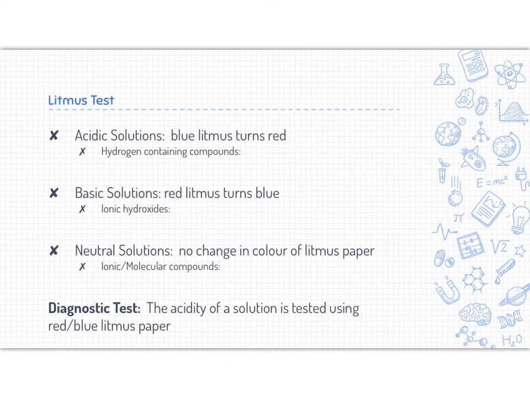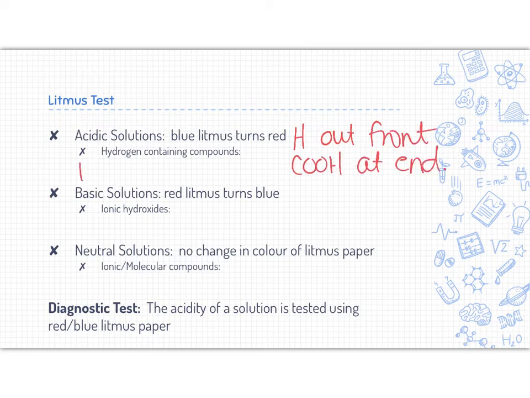Litmus test. Acidic solutions will turn blue litmus red, and basic solutions will turn red litmus blue. To show that something is acidic, it has to have a hydrogen. Anything with a hydrogen out front or a COOH at the end. So for example, H2SO4 is an acid, and CH3COOH is an acid.